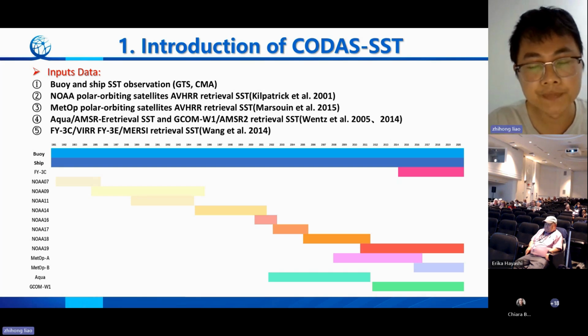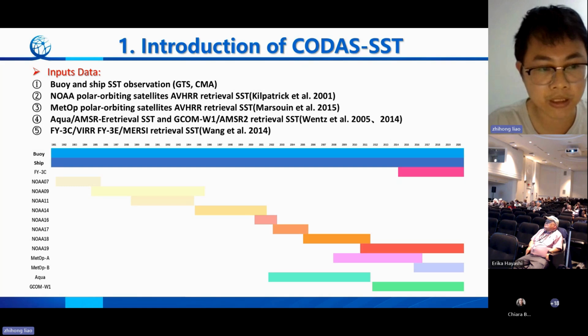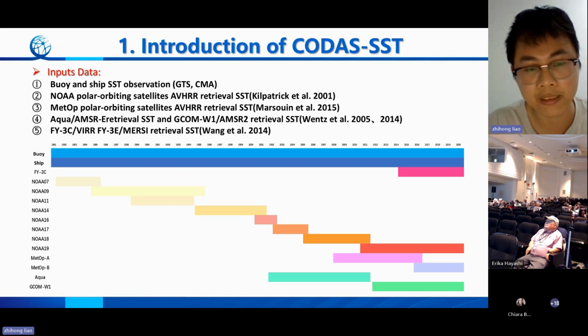And on the other side, we think maybe it is because of the input data. We not only used infrared data, we also used microwave data, and in the early periods there was no microwave data. Maybe this is a reason, and we should make some improvements in our products.